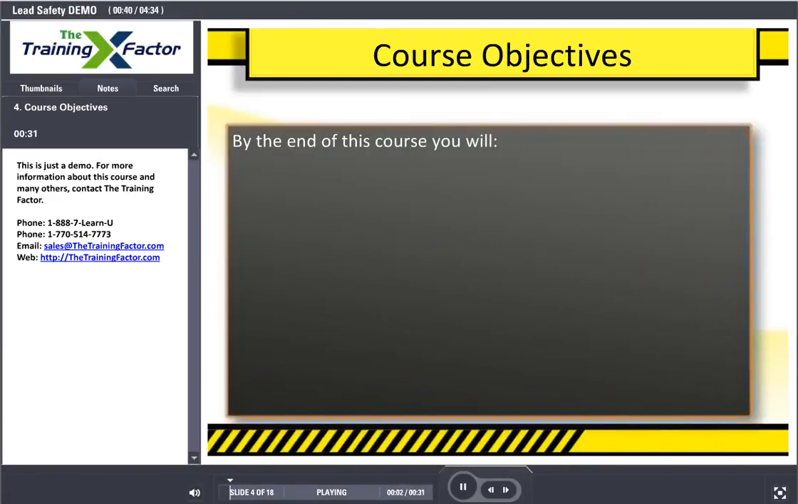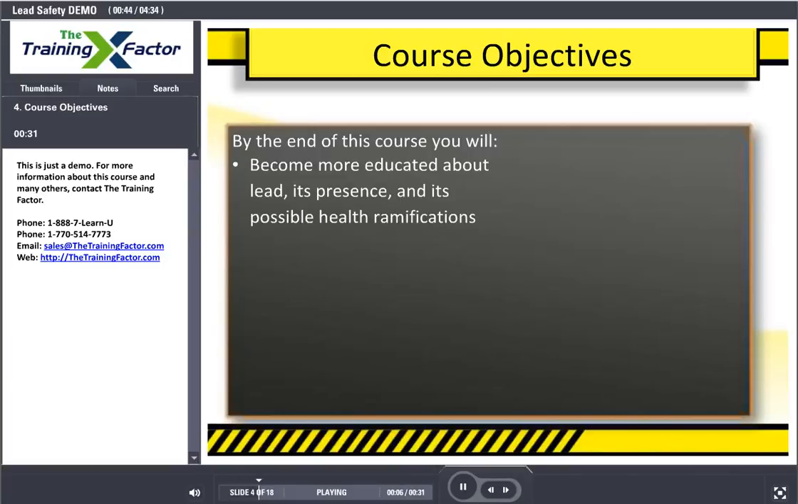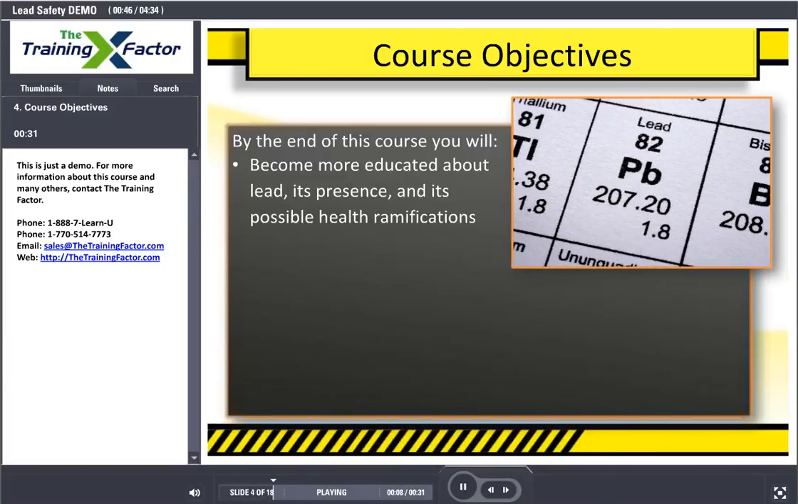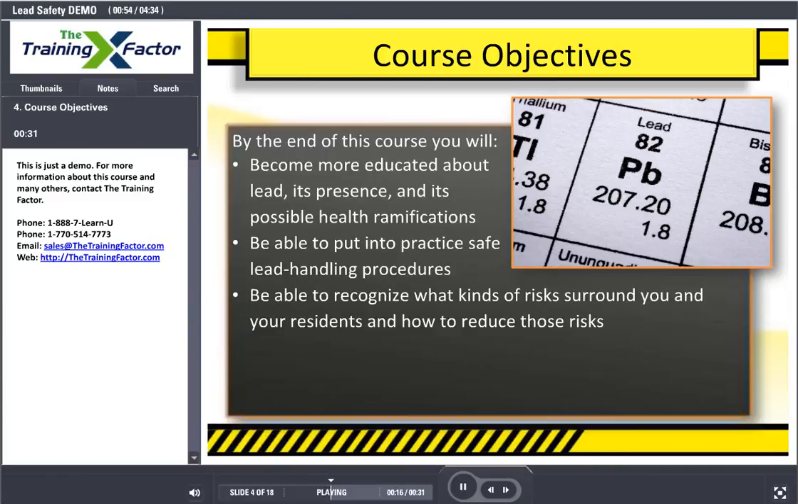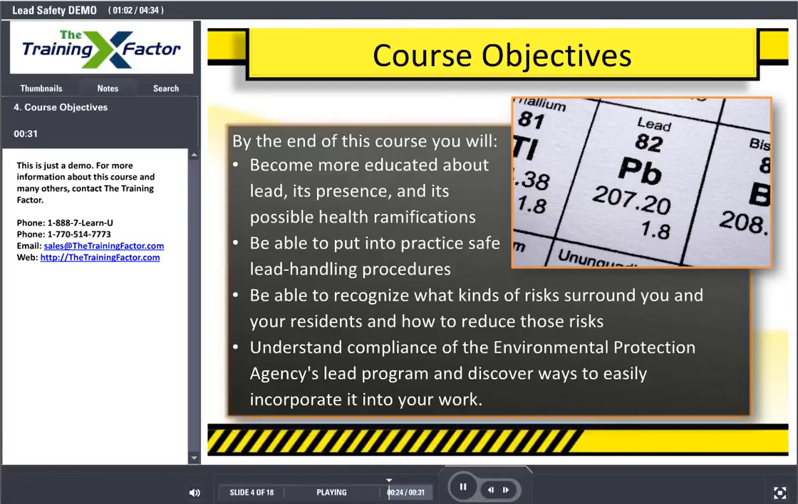By the end of this course, you will become more educated about lead, its presence, and its possible health ramifications. Be able to put into practice safe lead handling procedures. Be able to recognize what kinds of risks surround you and your residents and how to reduce those risks, and understand compliance of the Environmental Protection Agency's lead program and discover ways to easily incorporate it into your work.